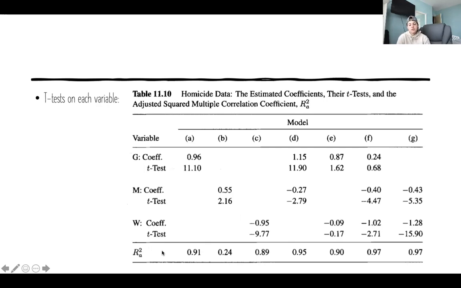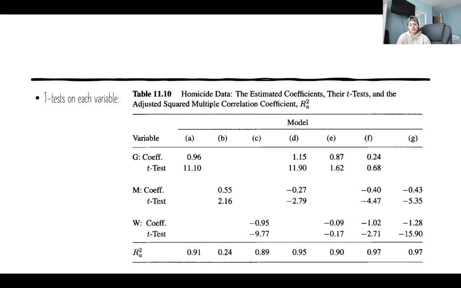So from this table, G is selected by forward selection since it has the largest t-value, then followed by M, then followed by W. The dramatic change in G between models A, D, and F show us that collinearity is indeed a suspect in this case.